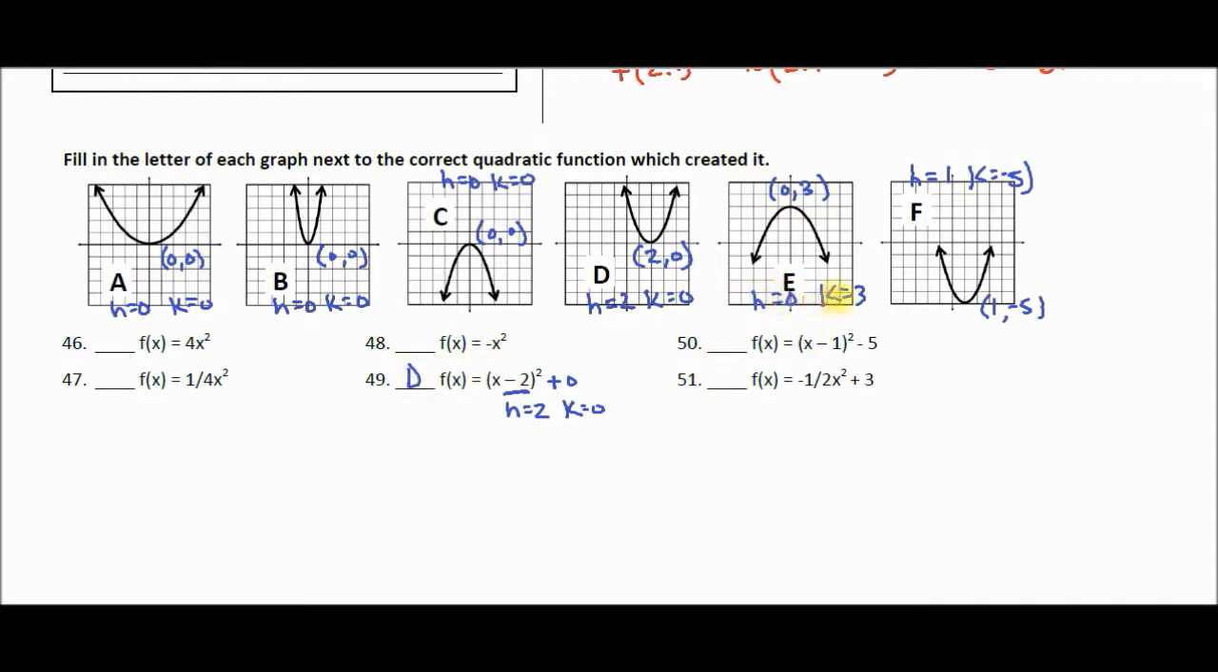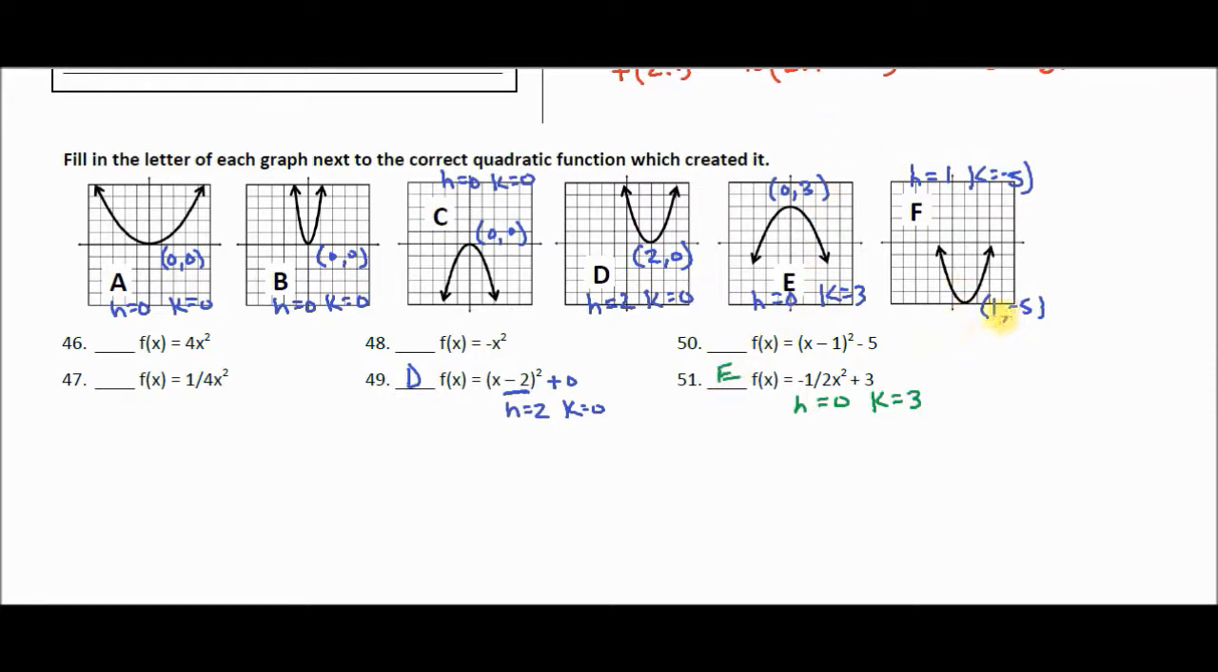Here we've got H of 0 and K is 3. Let's take a look. In this equation, K is equal to 3. And I can see there is no H term, class. If you look at this, this is the same as negative 1/2 times x plus 0 squared. So in this case, H is 0. That's going to match graph E.